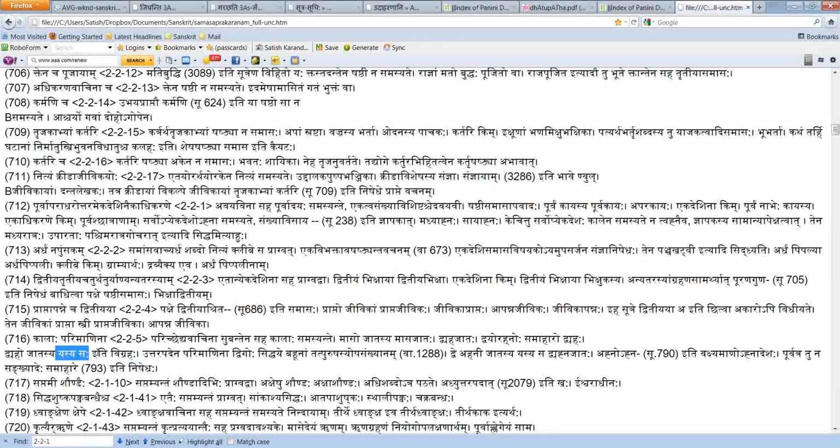So Masaha Jatasya Yasya Saha. Let me see what I put in the document. So that seems more like a Bahuvrihi. It seems like a Bahuvrihi almost, isn't it? Yeah. But I think this sutra is still required, because if you don't put this here, somebody could make a Shashti Tatpurusha out of it. Right. So this sutra is required.